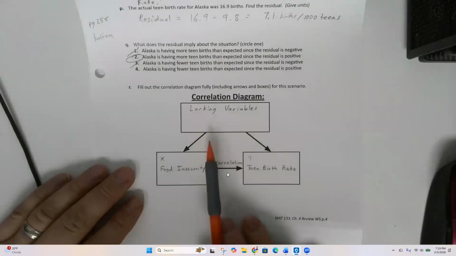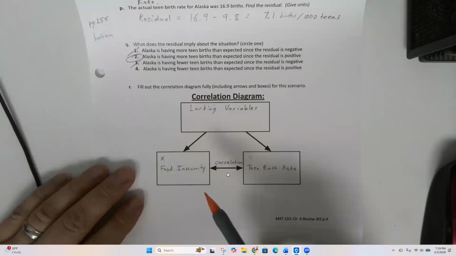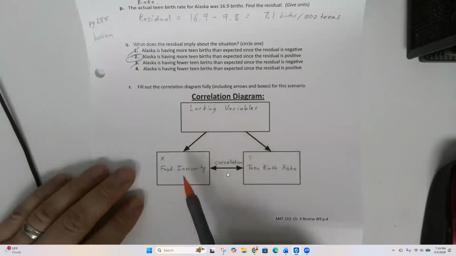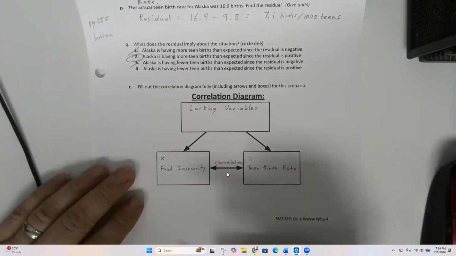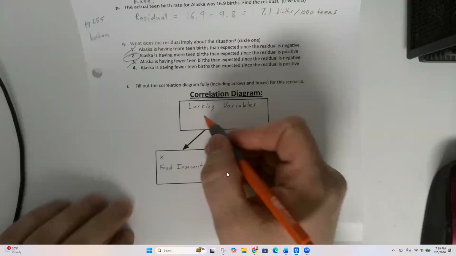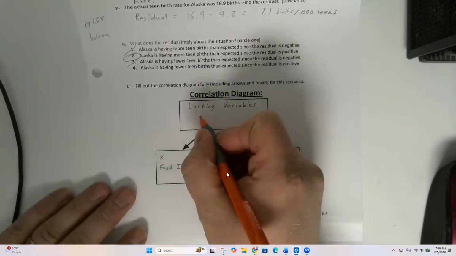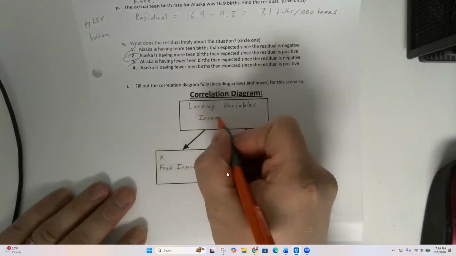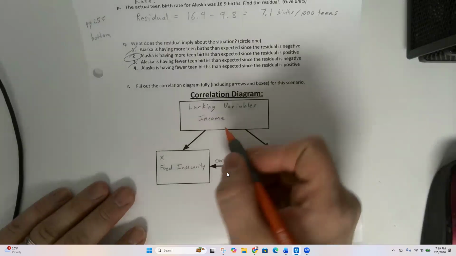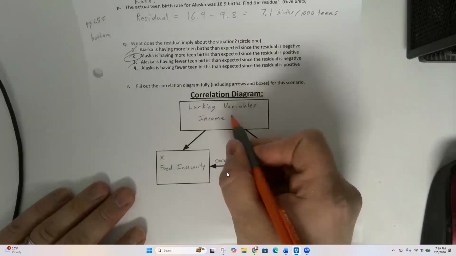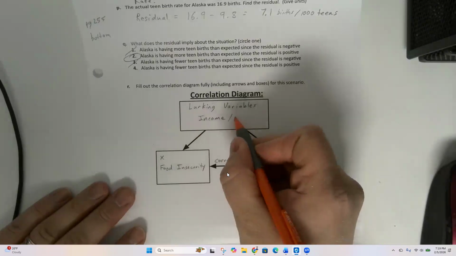So what would be something that would cause a state to have lots of food insecurity and lots of teen births? Gabby's got it on the nose. Money, or income, or wealth. Education too, yep, Mike, you got it. You only have to put one of these, you don't have to put all of them. But education is another one.